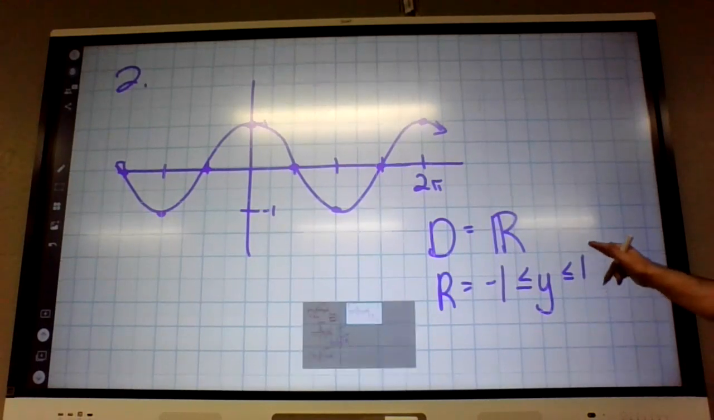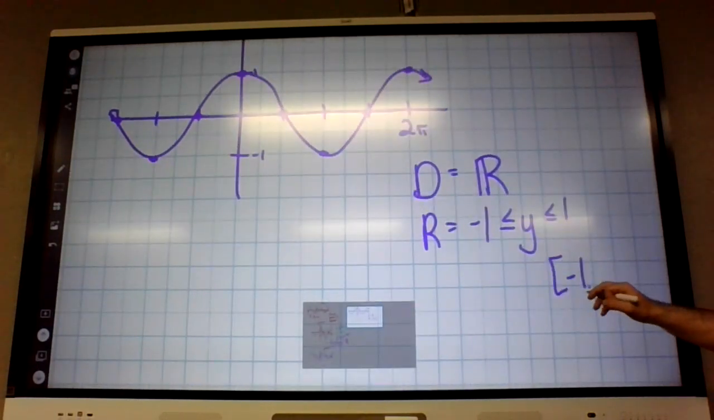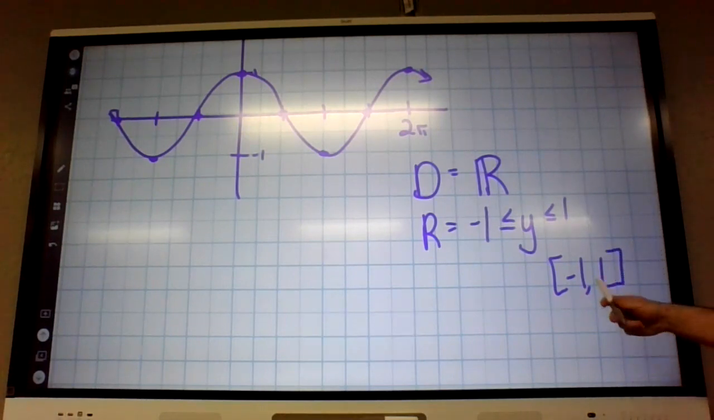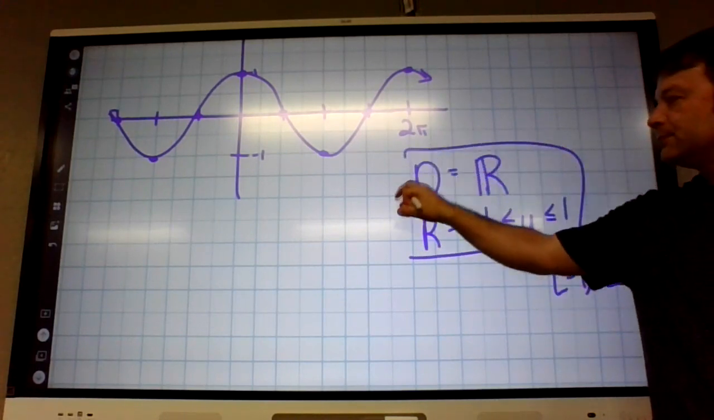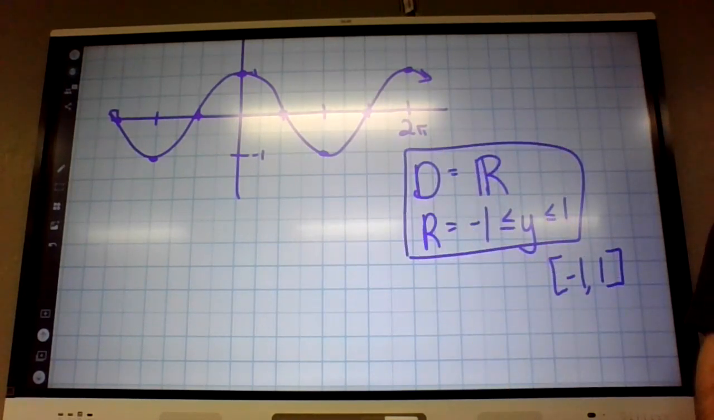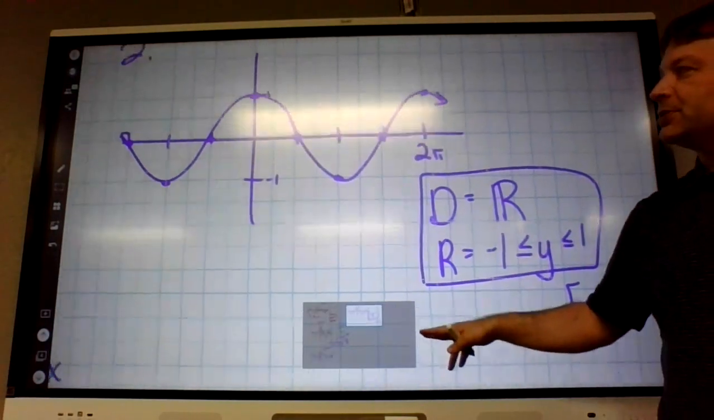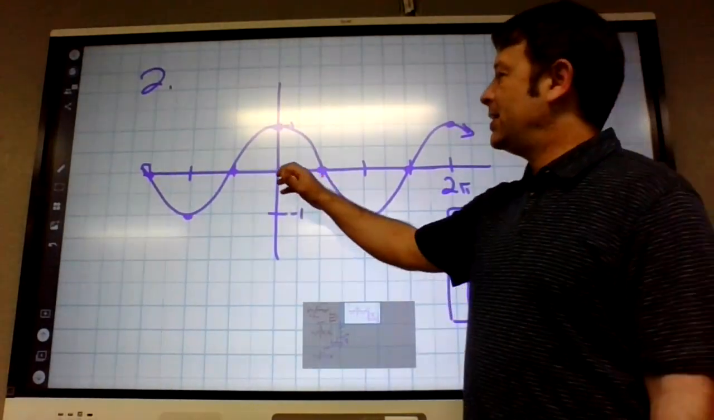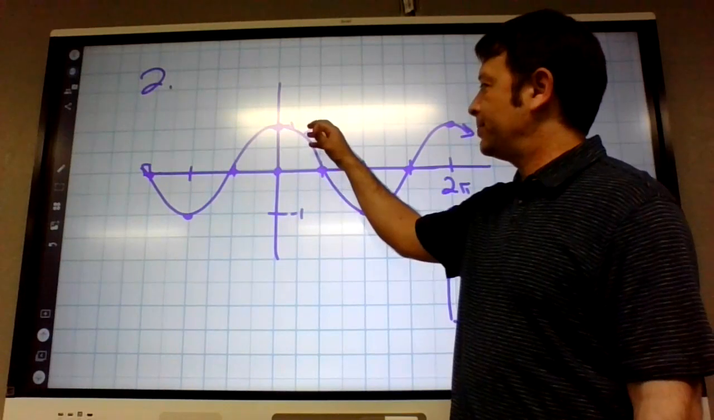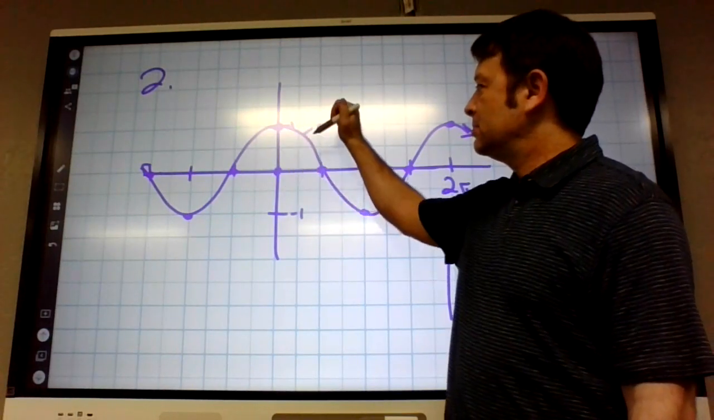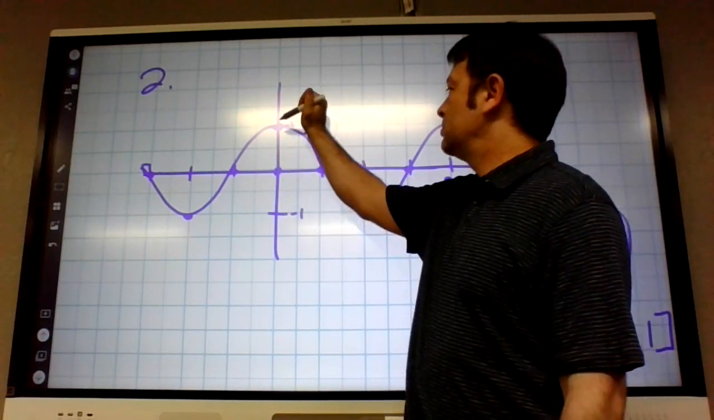The other method of writing that would have been [-1, 1]. The brackets mean -1 and 1 are included. But our book does this, so we're going to write that. You don't have to put it on number 1, we'll just write it once. Does the other one look the exact same as that? Almost. What's the difference? Sine starts right here and goes up.